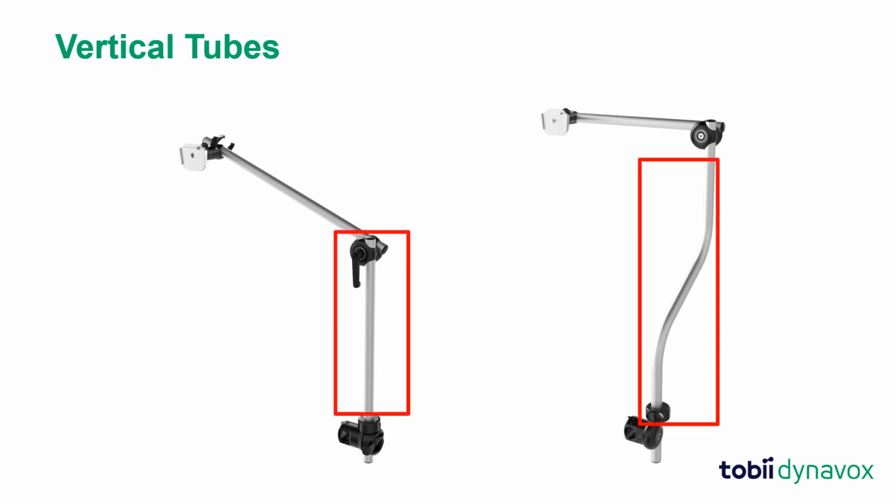Vertical tubes are typically attached to the frame clamp or base of the AAC device mount. The vertical tubes can either be straight or curved. Straight vertical tubes, such as the one on the left, are available in multiple lengths and sizes depending on the user's needs. The S-curved vertical tubes, such as the one on the right, are available in different lengths and shapes.